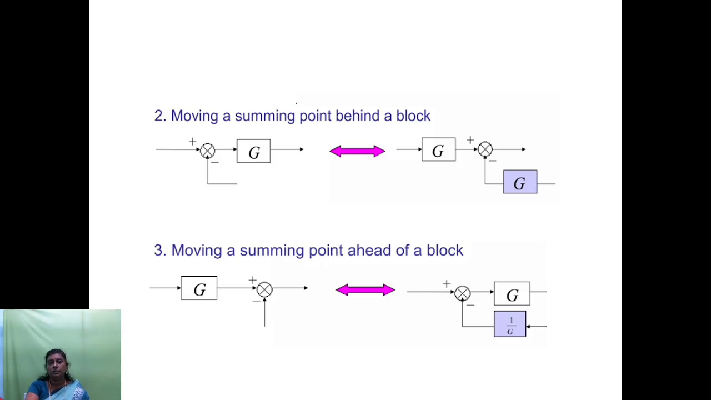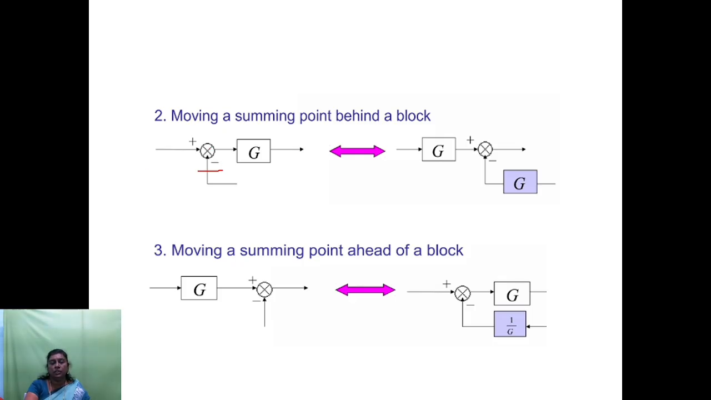Here we are going to move the summing point behind a block. In this diagram we have a block and a summing point. Now I am going to shift this summing point behind the block. Why are we doing so? Usually the control system is represented in a complex block diagram. If you know this reduction technique, we can easily reduce the block diagram and easily find the overall transfer function of the system.